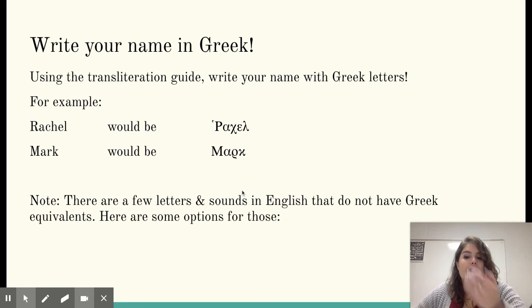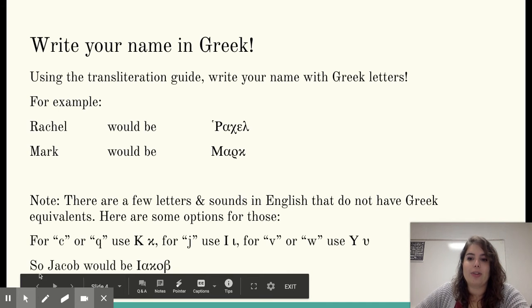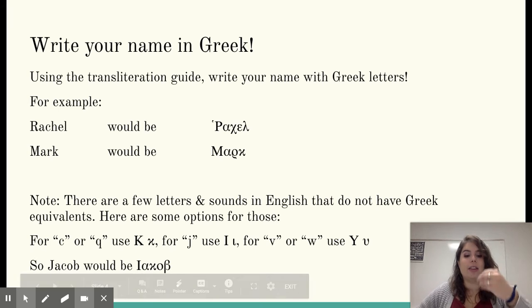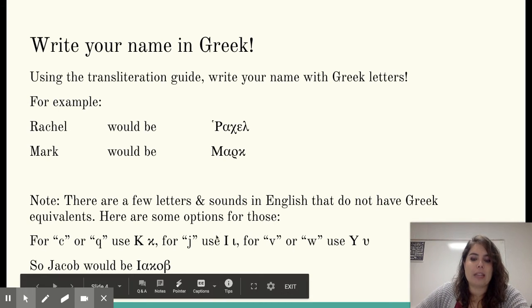Now, again, there's a few letters in English that don't have Greek equivalents, but I'm going to give you what to use for that. For C or Q, use a kappa. For a J sound, use an iota. This is kind of going back to Latin. In Latin, the letter I can be consonantal and have a y sound, and that becomes a J in English. So for J, use an I. For a V or a W, use upsilon. That's the closest thing we're going to have for that.